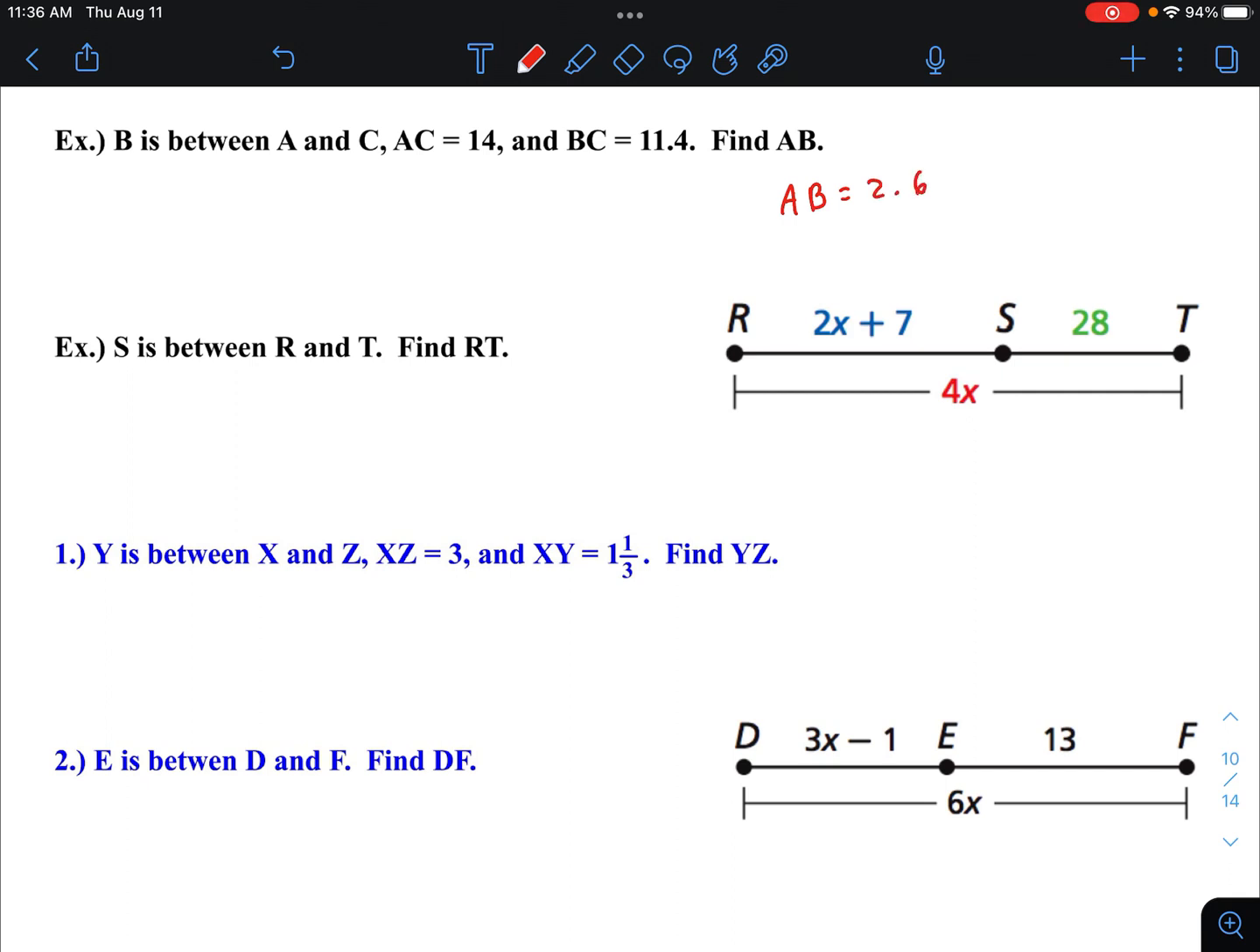In example number 2, RT would be equal to 70. Remember that you're looking for RT here and not necessarily X, so make sure you're reading what the question's asking. Example number 1 here, find YZ. That would be 1 2/3 if you left it as a mixed number. I would also accept 1.6 repeating, or if you really wanted to get fancy, you could write 5/3.